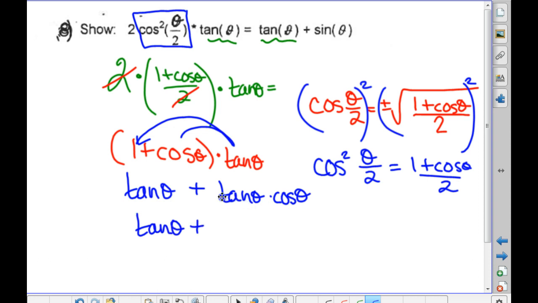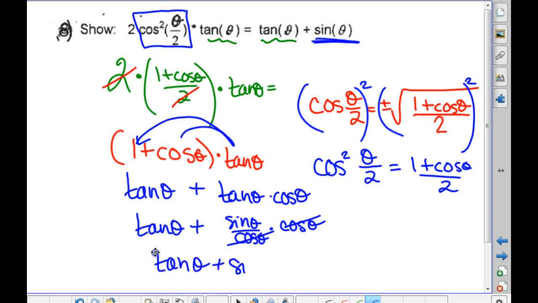What do we want this to turn out to be? Somehow just to be a sine. What is tangent? So when we multiply by a cosine, we get the right-hand side from up here.